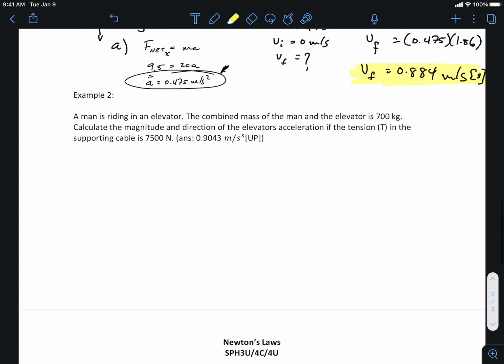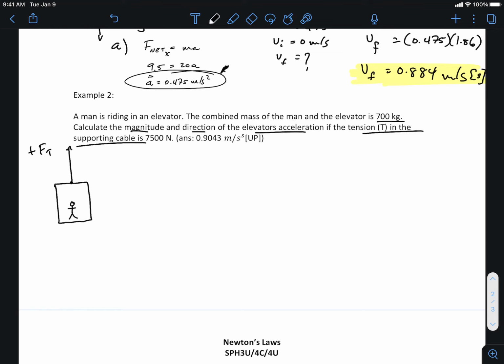Okay. A man is riding in an elevator. The combined mass of the man and the elevator is 700 kilograms. Calculate the magnitude and direction of the elevator's acceleration if the tension in the supporting cable is 7,500 newtons. Okay. I want to draw a picture. You're just going to draw a box. This is my elevator, and I got a little guy standing in there, right? And we're going to have a cable with some tension in it, force of tension, acting in the positive direction, right?